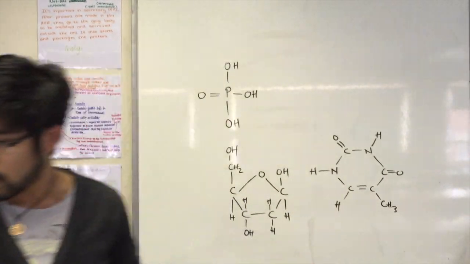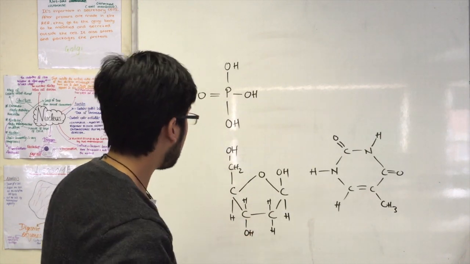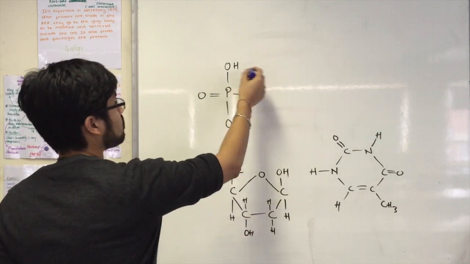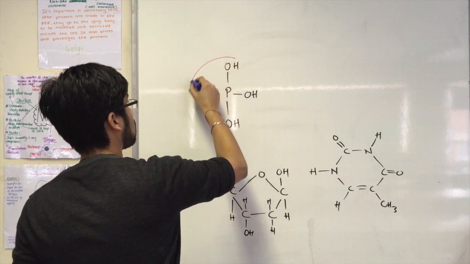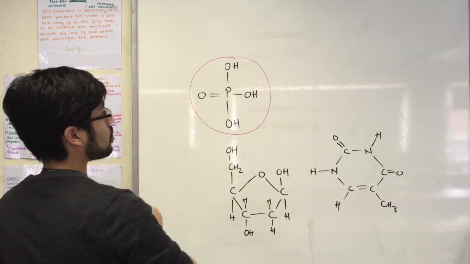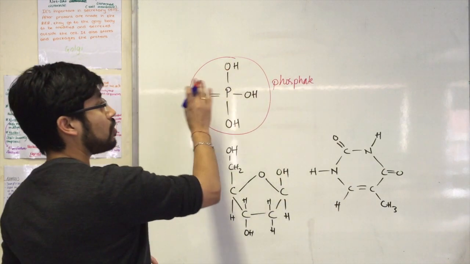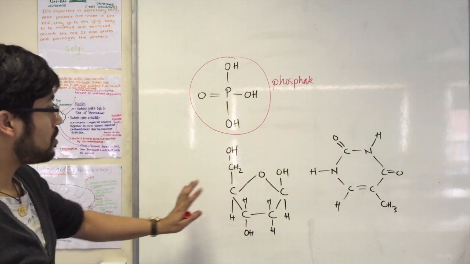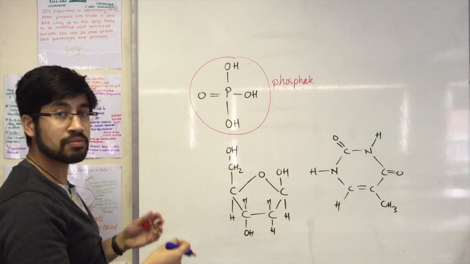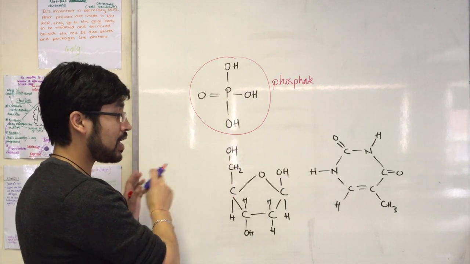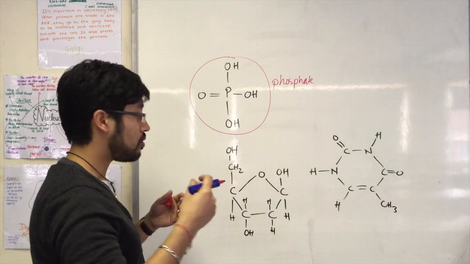Alright guys, so here I've just drawn our three components of a nucleotide. First of all, here is our phosphate group, or a phosphate molecule at the moment. This is our pentose sugar. Now, in this case, it's deoxyribose, and that's in DNA. But in RNA, this pentose sugar would be different. It would be ribose.